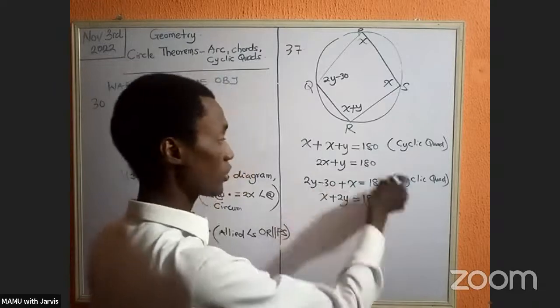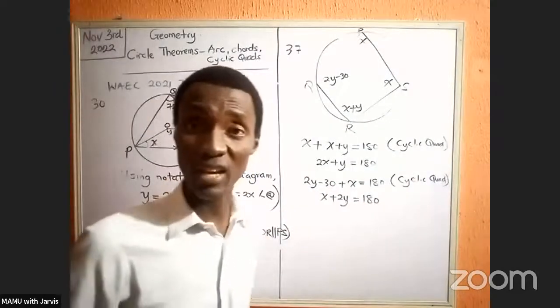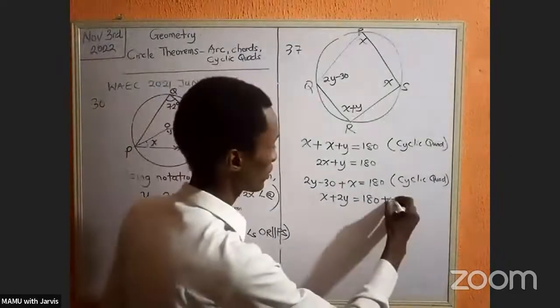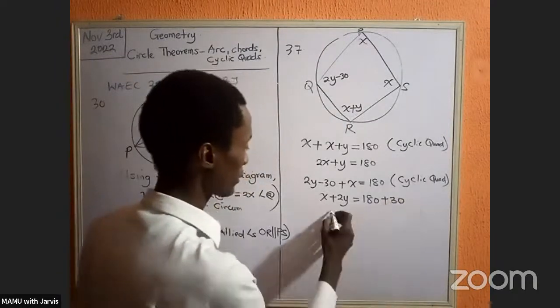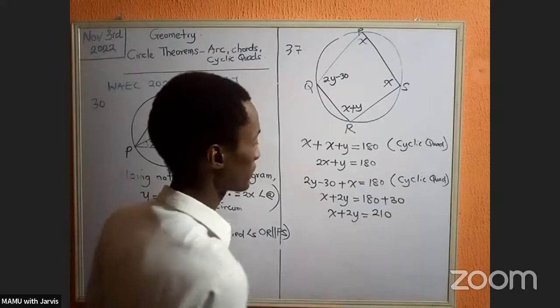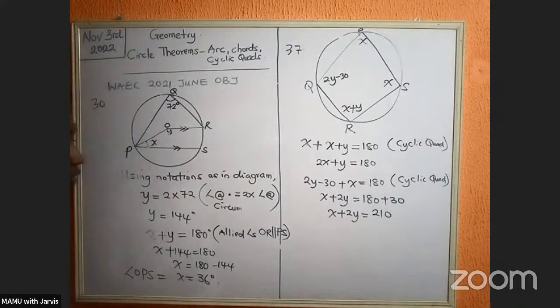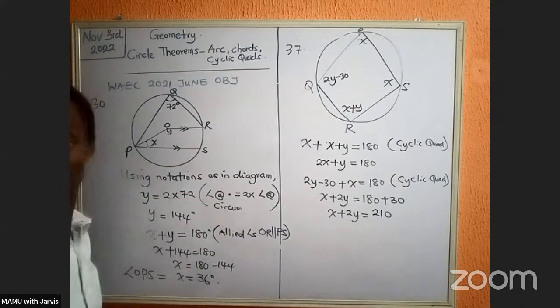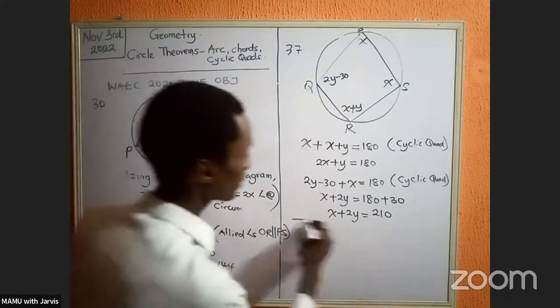And I'm going to take this to the other side. This is slave becoming a servant. And as such, that will be equal to that. So x plus 2y will be equal to 210. So we can actually now solve this simultaneously. We can solve this what? Simultaneously.